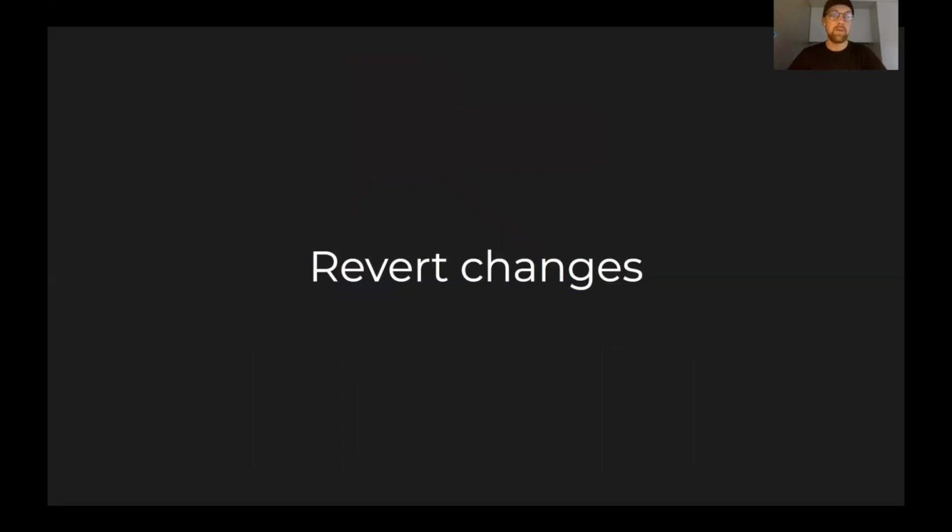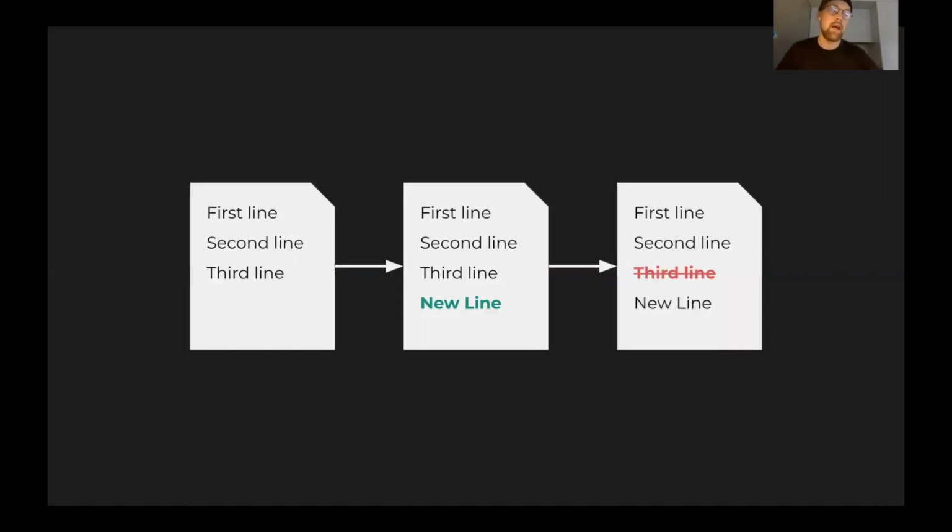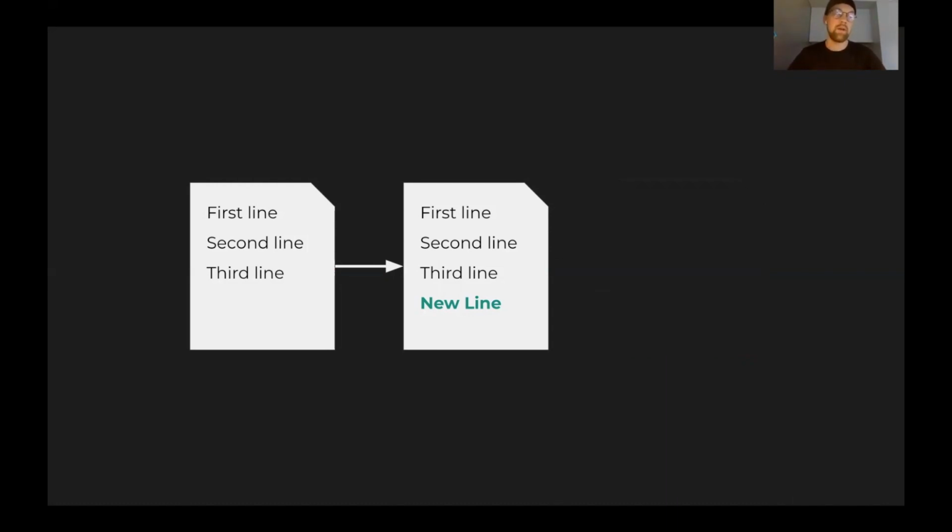Another useful feature is reverting changes or going back versions. So this is, let's say, the previous example of adding a new line and deleting a line. If we want to scrap these changes of deleting the third line, we can easily go back to the version before, or for the sake of argument, any version whatsoever.